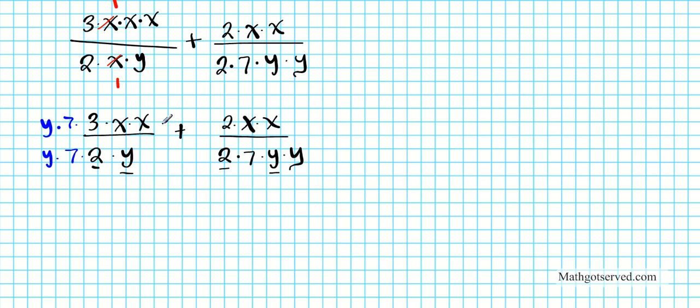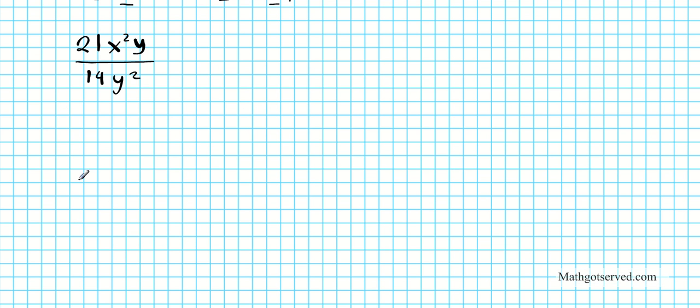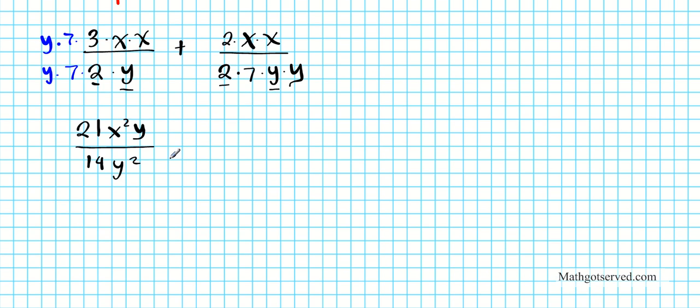Multiply everything together. This one and this one, we're going to have 3 times 7 is 21. 21x squared y over 14y squared plus, on the right side, we'll have 2x squared over 14y squared also. So this basically tells me that the LCD is 14y squared.